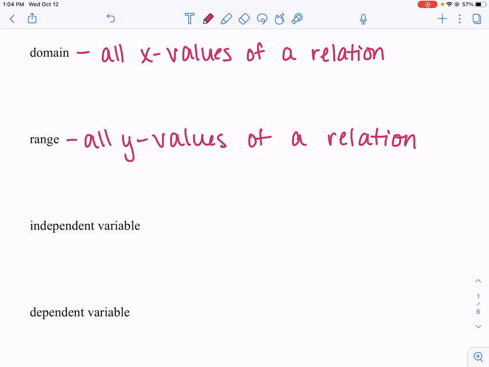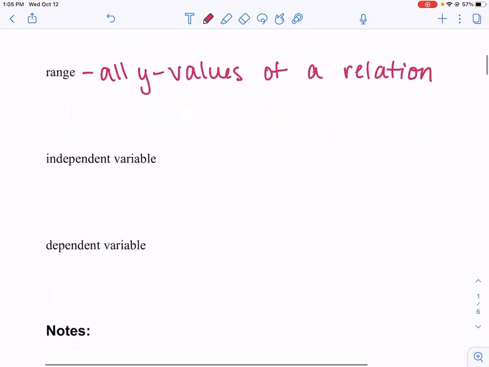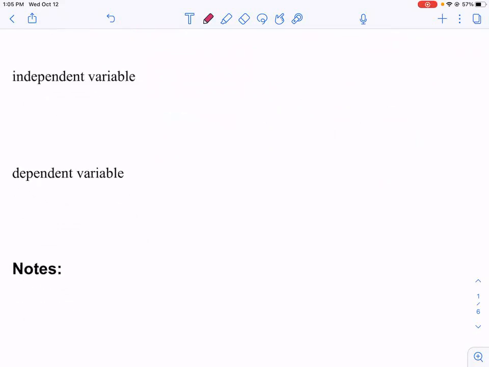Now, our independent versus dependent variable. This is maybe something you've talked about in math before. This is when we're talking about an equation with 2 variables. Our independent variable is going to be our inputs. We like to think of those as our x values. The independent variable is what we are plugging into an equation or a relation.